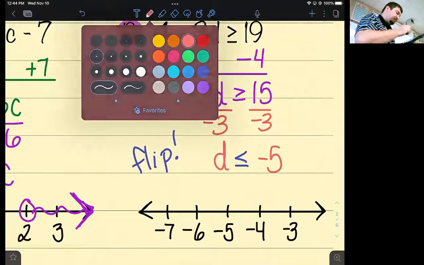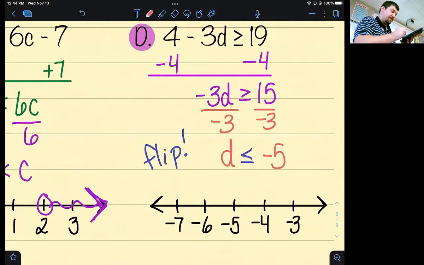All right, what do you guys think? Open or closed circle? It is closed. Is D bigger or smaller than negative 5? It is smaller, so shade to the left. Good. At least we got the graphing down.